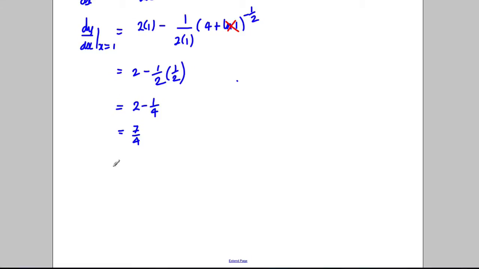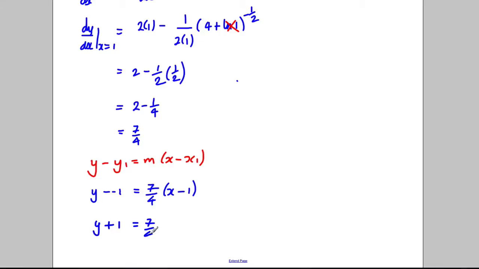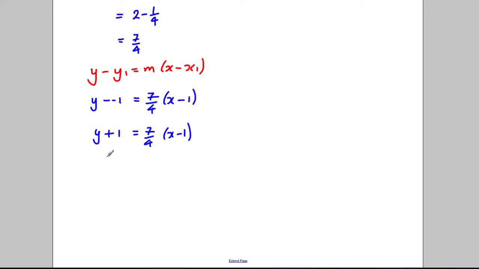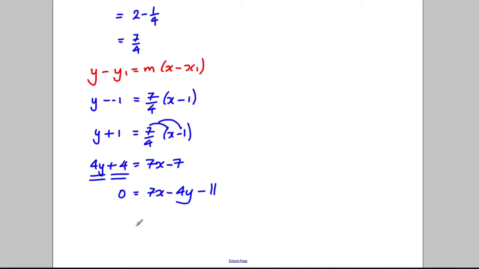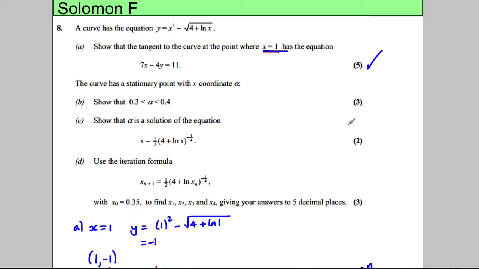Now we're ready to use the y subtract y1 is m(x subtract x1) straight line formula. So what have we got? We've got y subtract negative 1 is 7 quarters, x subtract 1. Okay, so that's y add 1 is 7 quarters, x take away 1. And let's just tie this up, multiply everything by 4. So 4y add 4, and multiply out the 7 into the brackets is equal to 7x subtract 7. Let's look up what form they wanted it. They wanted the 7x positive. So 0 is equal to 7x subtract 4y, taking the 4y off both sides, and then take 4 off both sides to get negative 11. And actually they wanted the 11 on the other side, so 11 is equal to 7x subtract 4y, and we're done. So we've done the first part for 5 marks.